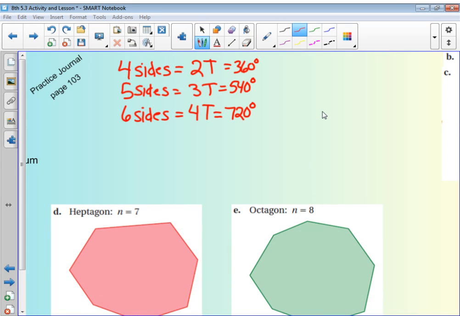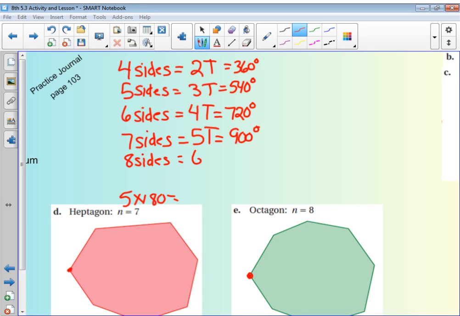Okay, so on your letter D, your 7 sides, when you connected from a vertex, you should have ended up with 5 triangles. Then 5 times 180 should have given you 900 degrees. So when I add all of those angles together that make up that heptagon, they should equal 900 degrees. And then on letter E, our 8-sided figure, from one of your vertices, you should have ended up with 6 triangles.